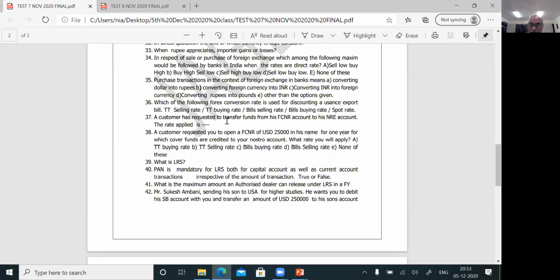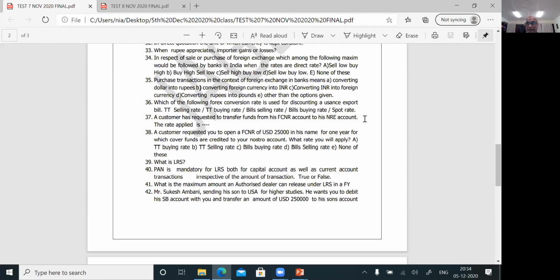Question number 37. A customer has requested to transfer funds from his FCNR account to his NRE account. So FCNR is in what currency? Foreign currency. Am I correct, sir? And NRE is in Indian currency. The customer has asked you to convert FCNR and credit it in Indian rupees. What are you doing? You are buying or selling?